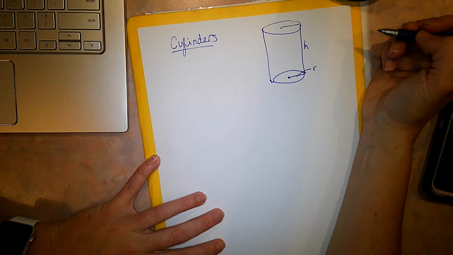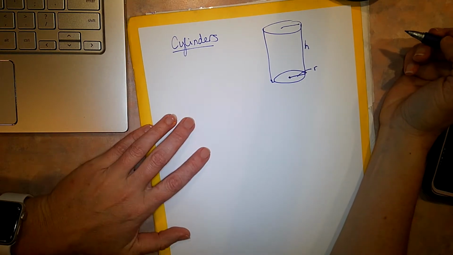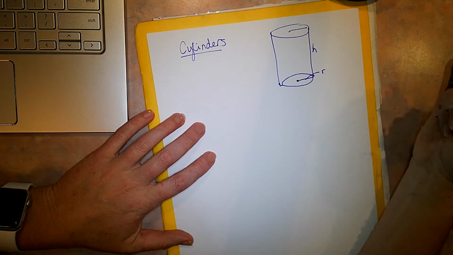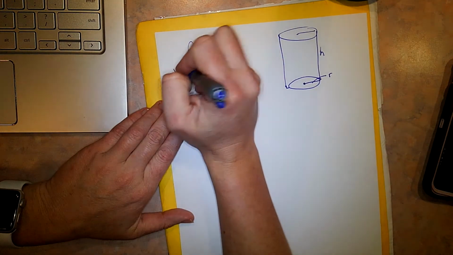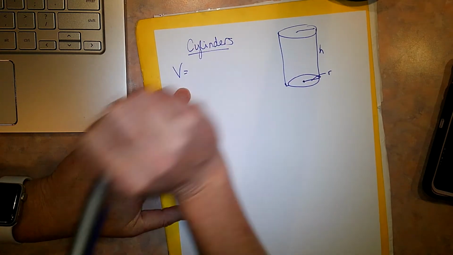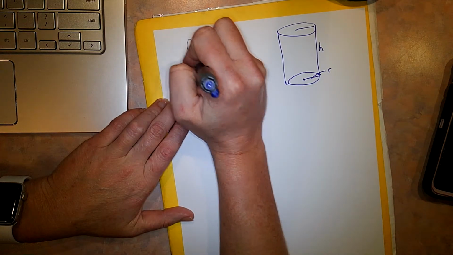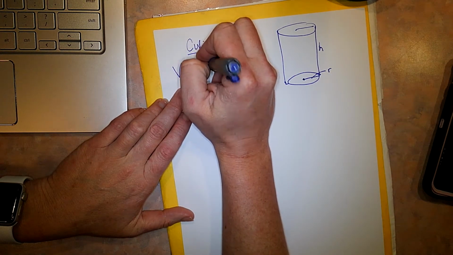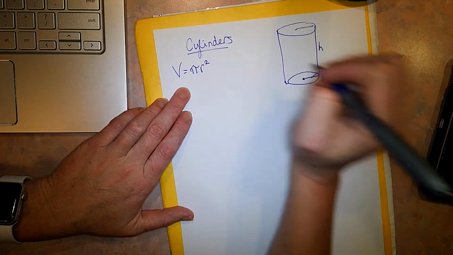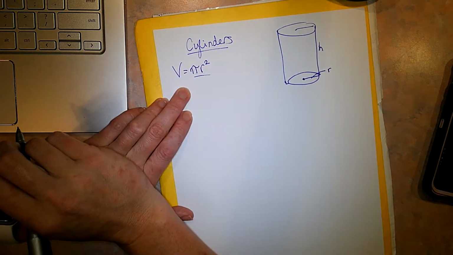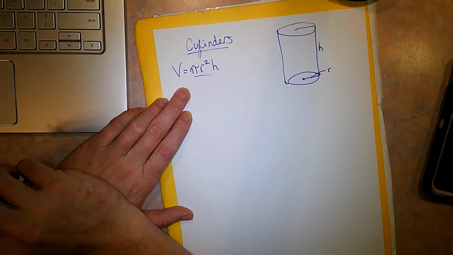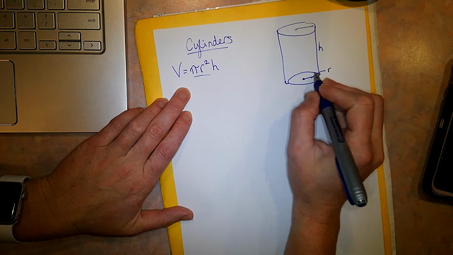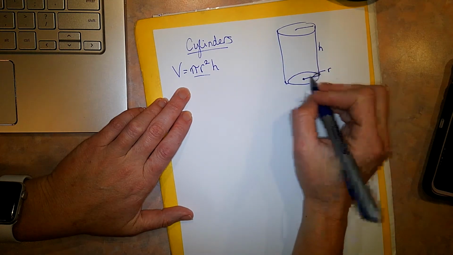Now, the great thing about cylinders is the formula is very similar. It actually starts off with the same formula as the area of a circle. So our formula is going to start off with V for volume equals, and the formula for a circle is pi times the radius squared. This is your area of a circle formula. Then all we're going to do is multiply that by the height. So it's the area of the base times the height, and the base is a circle.